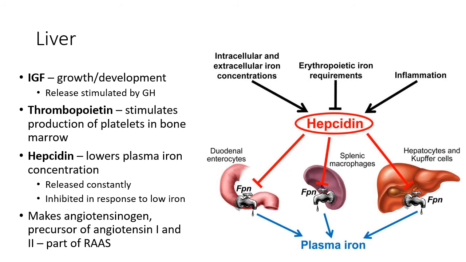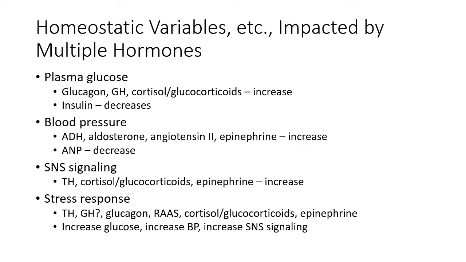Another thing the liver does, of course, is make angiotensinogen, which would then be converted to angiotensin 1 by renin and to angiotensin 2 by ACE for the RAAS. So there's a lot of homeostatic variables that we talked about that are affected by more than one hormone. This is just kind of a summary of those and the hormones that are involved.